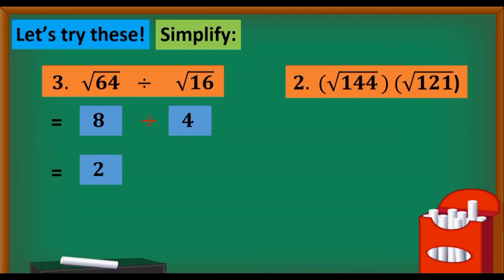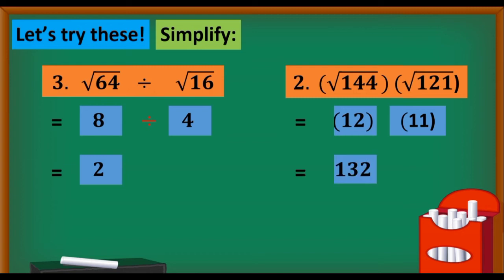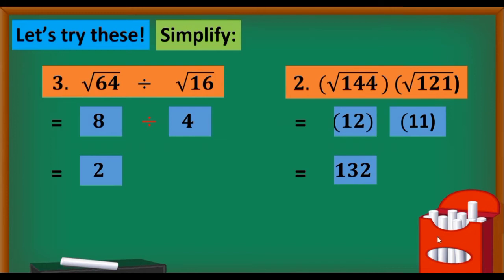And then let us have number 2. How about square root of 144 times square root of 121? So, ang square root of 144 is 12. Ang square root naman ng 121 ay 11. So, 12 times 11 is 132. Oh, napakadali lang kunin ng square root, di ba? So, magpatuloy na tayo.